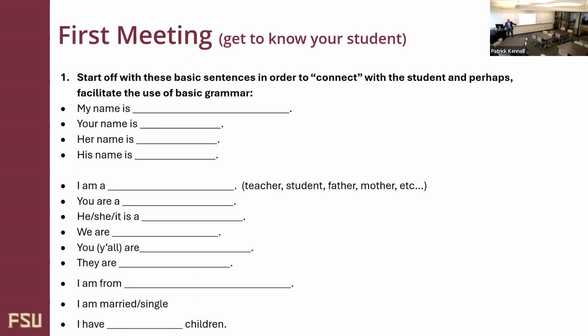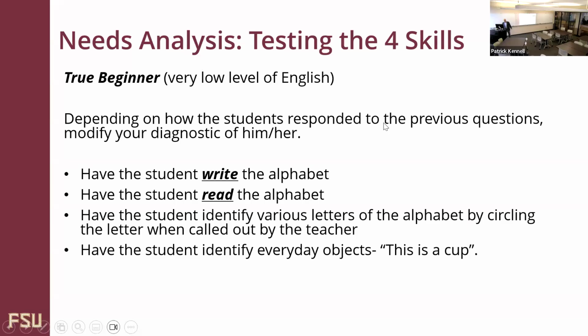Depending on their level, start off with the basics. My name is, your name is, her name is, the pronouns, and go around the room. I am a teacher, whatever. You are, and get them to engage in that. Very basic sentence structures from the beginning. Again, this all depends on their level. Obviously, this is a very basic level right here. True beginner, very low level of English.